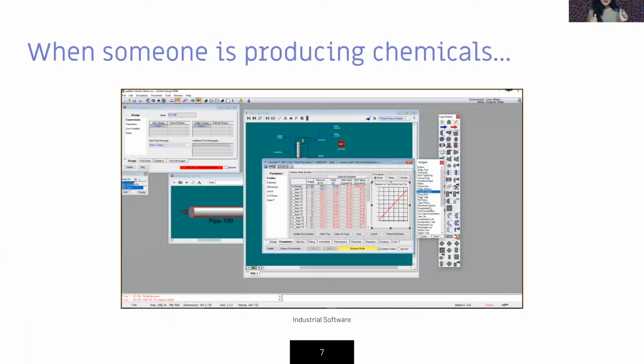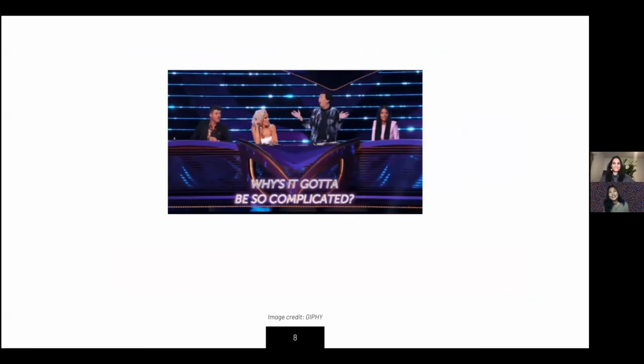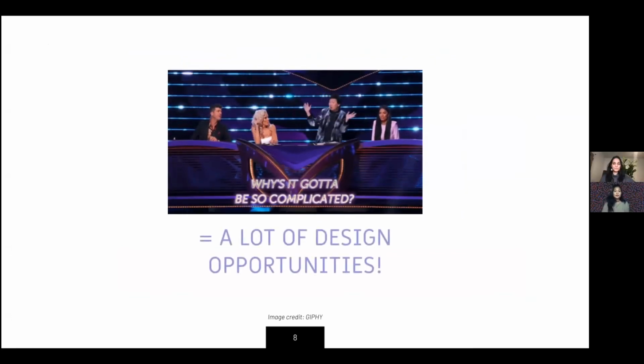Now, say IKEA was going to buy glue from somewhere. There are certain pieces of software that help produce chemicals and get the right output so that IKEA gets the right chemicals that they need for their glue. This software can look very, very complex, but it also means that there are a lot of design opportunities. It needs a lot of love from the UX community, and we'd like to get more of you to join this side.